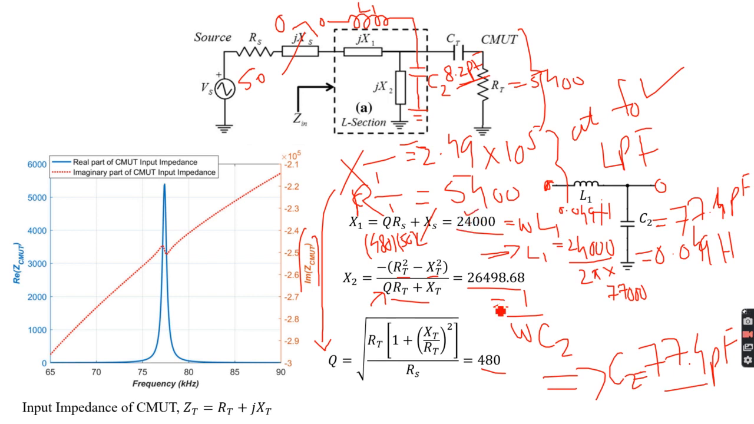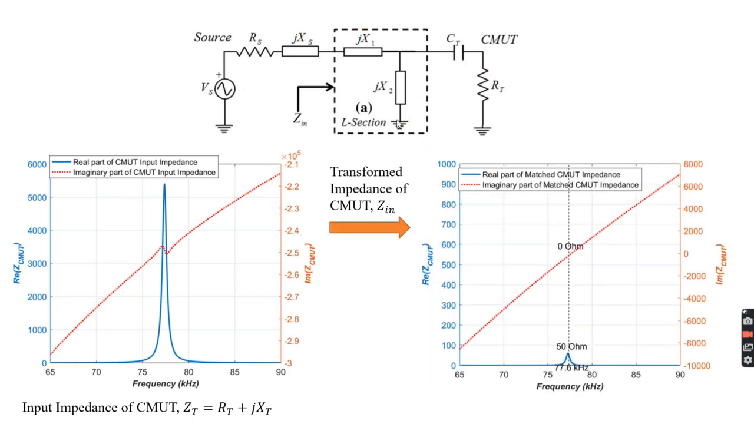The reactance is this, X1 and X2 is this. Okay, so if you're going to plug these values, let's see the transformed impedance of the CMUT, Z in. Now Z in, how the source looks at the CMUT, is that it looks like that at about 77.6 kilohertz. The transformed load, the real part, is 50 ohms. That's what we are looking at.